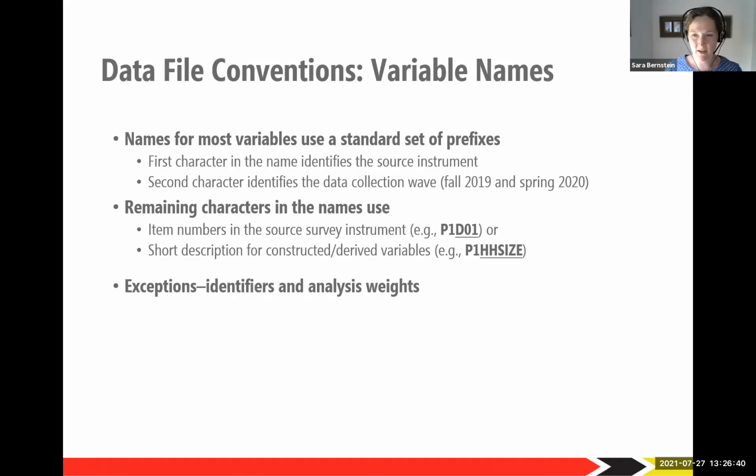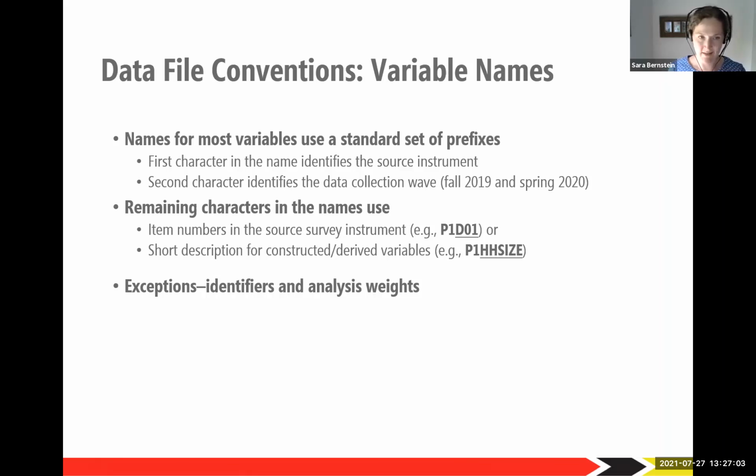In the case of a constructed or derived variable, it would usually be a shortened description of the construct that's represented by that variable. For example, P1HH size is the number of people in the household, and it's derived from responses to the fall 2019 parent survey. There are a few exceptions that don't follow these conventions.